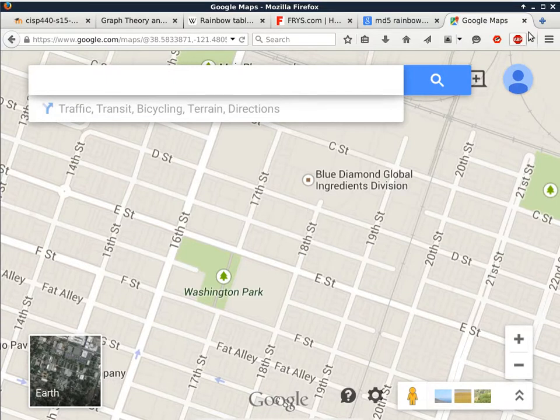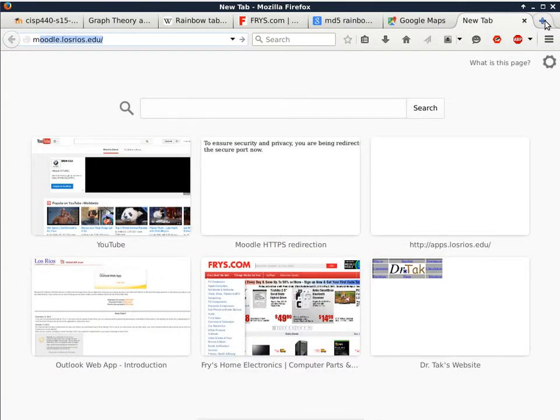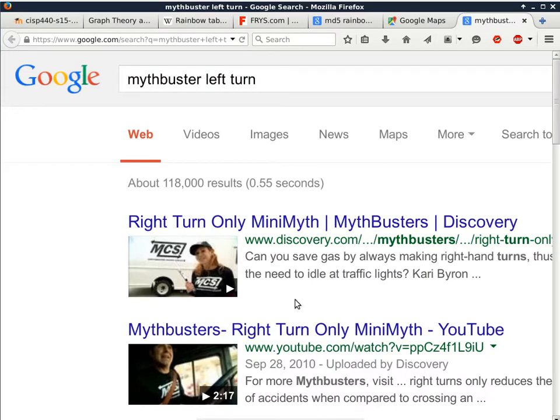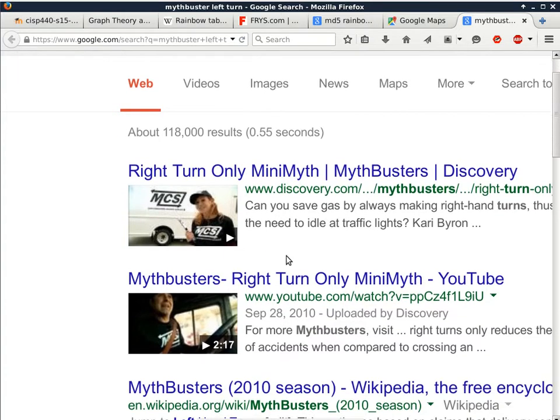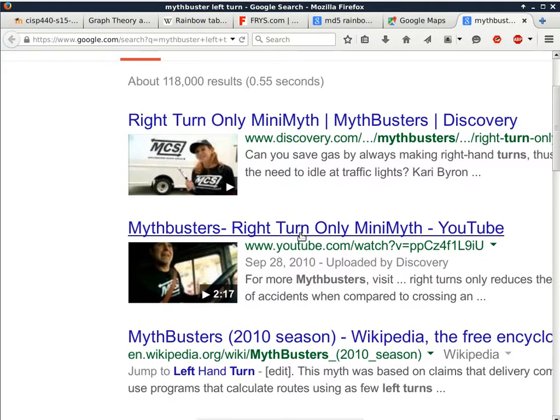And if you want to look it up, you can probably look it up pretty easily. Just search for Mythbusters left turn. I think that should be enough. Yep, there we go, right turn only mini myth. I think this one is probably the one that has the whole thing.